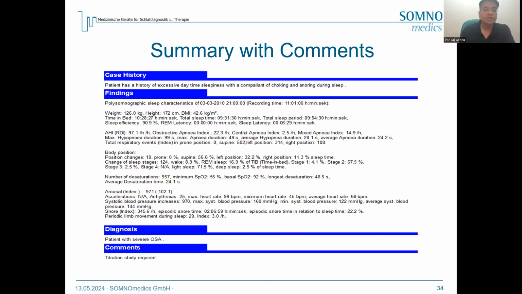It will also give you body position changes and how many times his blood pressure has gone up. His maximum systolic blood pressure was 160, for example, in this case. Minimum systolic was 122. Average systolic was 144. So it gives you a complete snapshot, and then you can give this summary with comments to the patient along with the report. You can put your comments: a titration study is required, as the patient was obese. So you need a titration study with high pressures, which will help the patient to maybe eliminate these apneas.